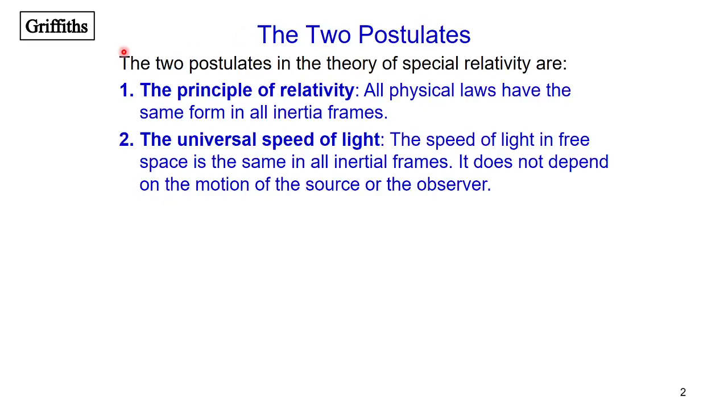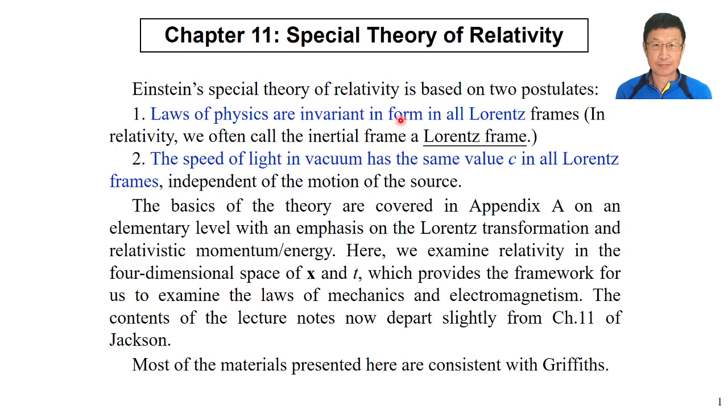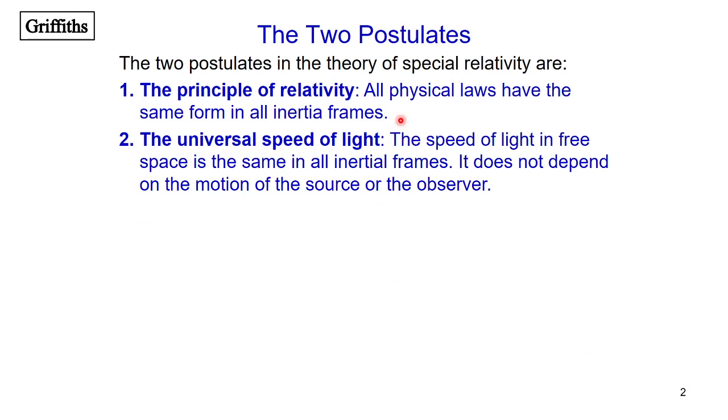However, Griffiths' description is slightly different. His two postulates. One is the principle of relativity. All physics laws have the same form in all Lorentz frames. The principle of relativity. Laws of physics are invariant in form in all Lorentz frames. Which one is more convenient? Which one is much easier to remember? I think maybe it is Griffiths.